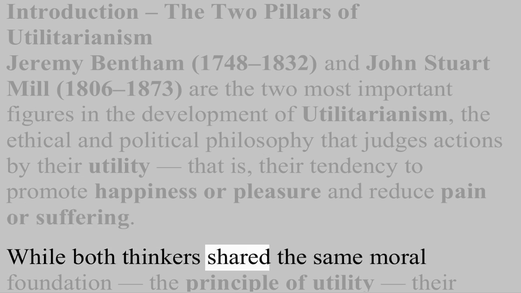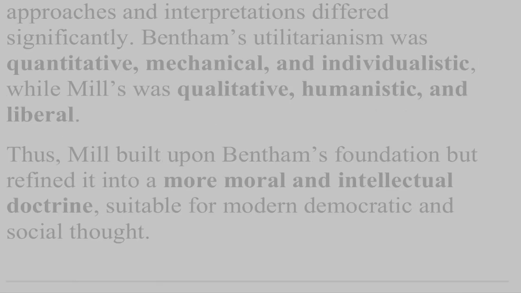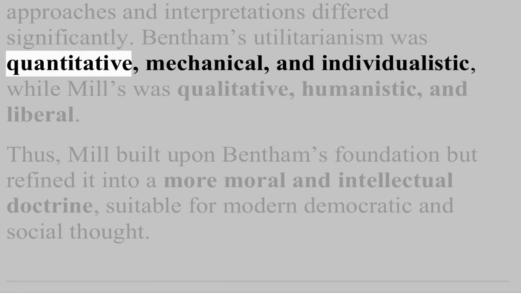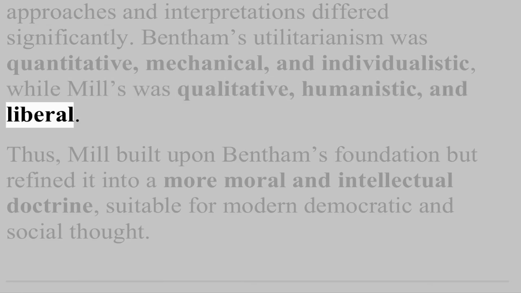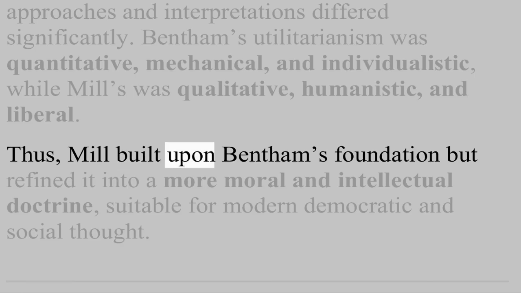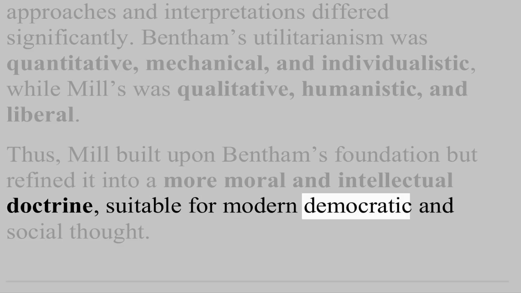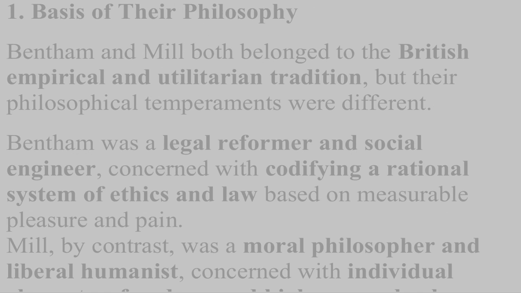While both thinkers shared the same moral foundation, the principle of utility, their approaches and interpretations differed significantly. Bentham's utilitarianism was quantitative, mechanical, and individualistic, while Mill's was qualitative, humanistic, and liberal. Thus, Mill built upon Bentham's foundation, but refined it into a more moral and intellectual doctrine, suitable for modern democratic and social thought.